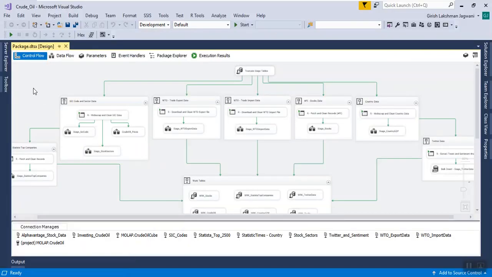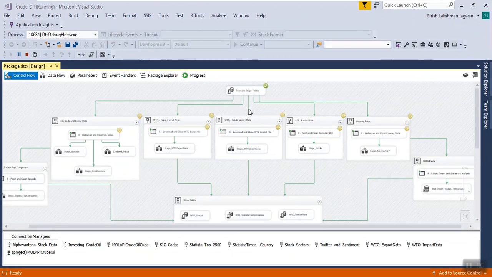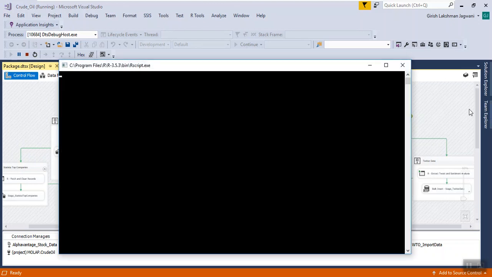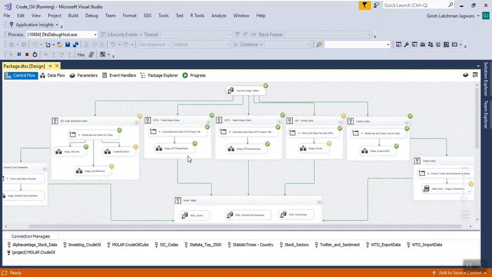So this is my SSIS control flow. I will start debugging it and we can have a look at it. So the process starts with truncation of stage table, followed by which we have independent sequential containers for each data source, in which we have R script followed by the respective data flow task to transfer the data from CSV to the tables. Now it can be seen that all the sequence containers are arranged in parallel and connected directly to the stage table to implement the parallel processing for SSIS.